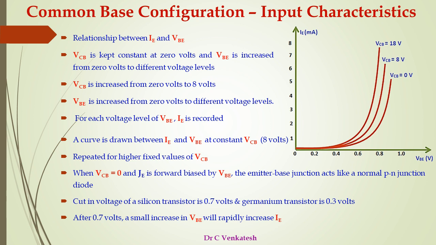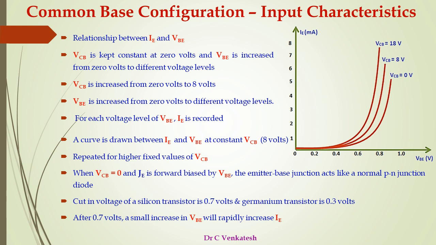First, draw a vertical line and horizontal line. The vertical line represents y-axis and the horizontal line represents x-axis. The input current or emitter current IE is taken along the y-axis vertical line and the input voltage VBE is taken along the x-axis horizontal line.